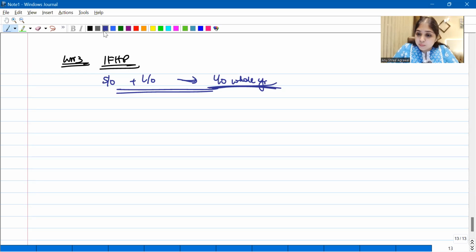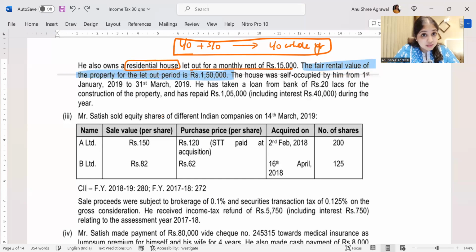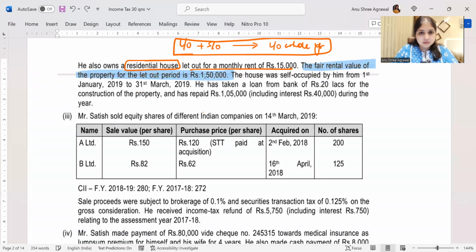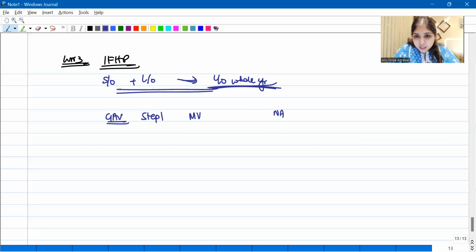Now tell me, let out property, how do you do the computation of IFHP? For let out property, how do you start? You always start with GAV, right? GAV, you have steps. Step number 1, municipal value, fair rent and all you have. They have given us the fair rent number. So step 1, tell me what's the municipal value? Have they given me the municipal value? No. Can I write 0? No, I should write not applicable.